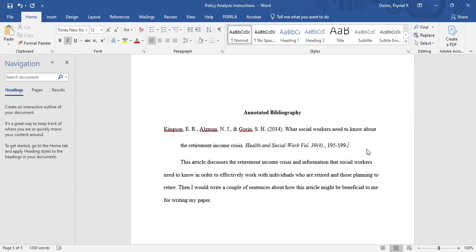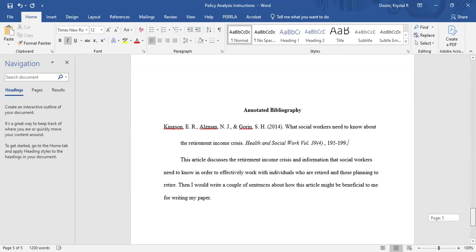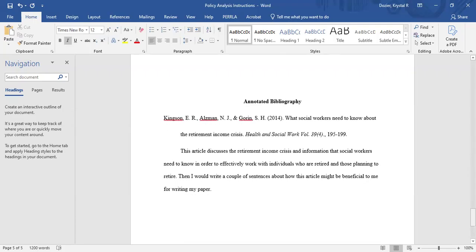And so from there, you have your article. It's in APA format. You say, hey, this is a great article that I've read. I think I want to use it for my policy analysis paper. So you're adding it to your annotated bibliography. And what you're going to do is two things in your summary. You're going to summarize the article, and you're also going to provide a couple of sentences on how this article might be beneficial to you in writing your paper. So I don't just want a summary. I also want you to tell me, how could you see yourself using this in your paper?